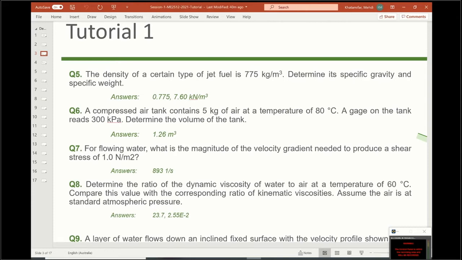286.9. This is for air. For other gases, it's different. And the unit is joule per kilogram. So, joule per kilogram.